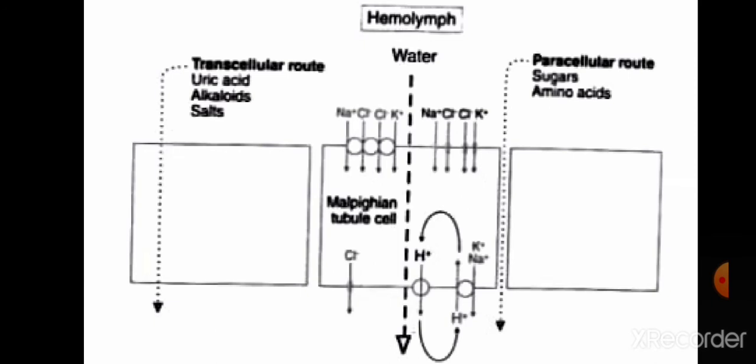The transcellular route carries uric acid, alkaloids and salts. The paracellular route is through the gap between two epithelial cells of the rectum. Through this route, sugars and amino acids are transported into the lumen of the rectum. Sodium ions, potassium ions and chloride ions are actively transported into the Malpighian tubule cell and then the lumen of the rectum.